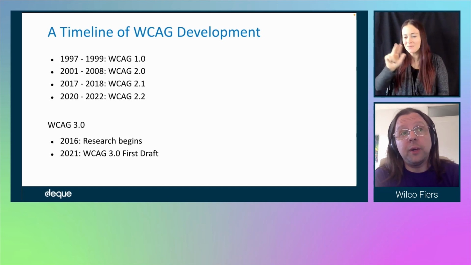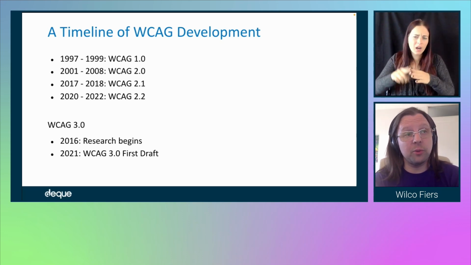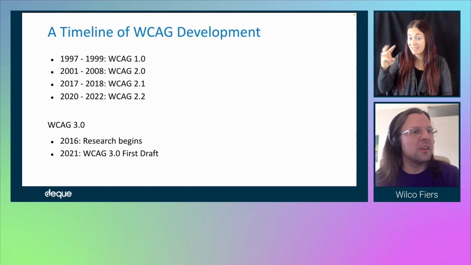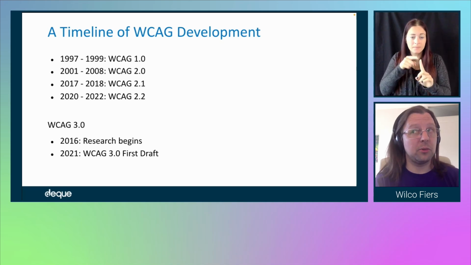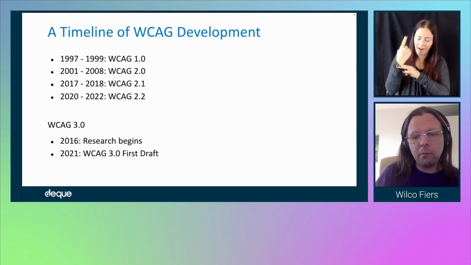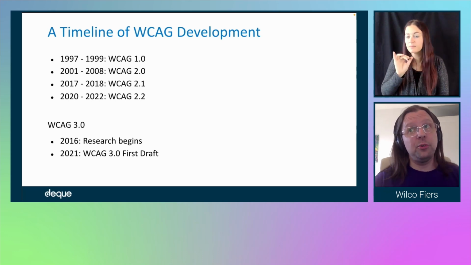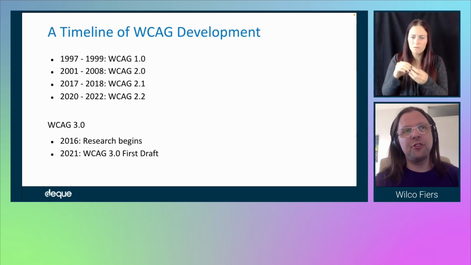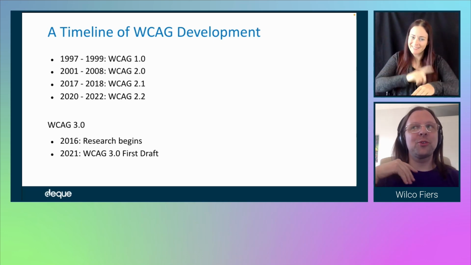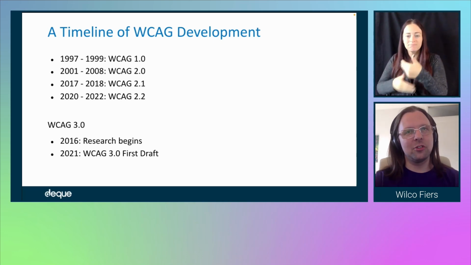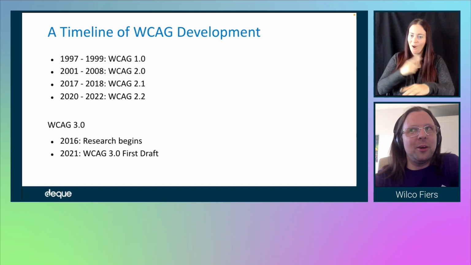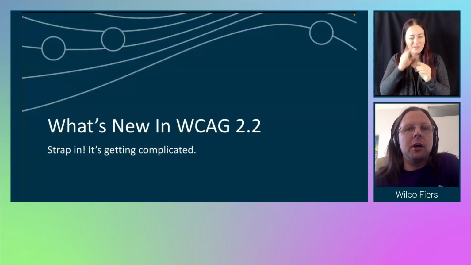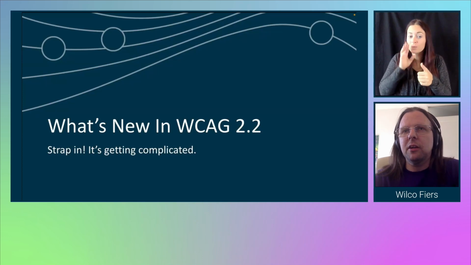Then for WCAG 3.0, the research began in 2016. So that's a good while ago at this point. And then the first draft of it went to the public last year, 2021. So that's a little context to give you some overview of how long some of these things have taken. You'll see that as time progresses, the time it takes to develop these things goes up a bit, which is relevant for WCAG 3.0. We'll get to that in a little while. But first, let's start off with what's coming in WCAG 2.2.